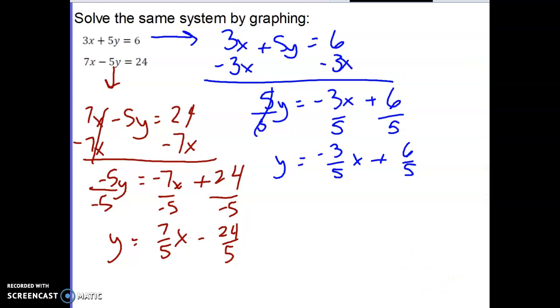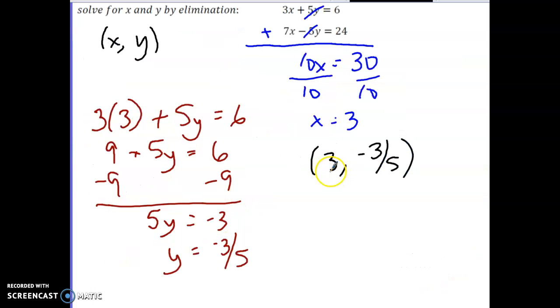So let's look back at what we got originally. I got 3, negative 3/5. So you might think you got that wrong, but if you type negative 3 divided by 5 in your calculator, you're going to get negative 0.6. So it checks out. We got the same answer in our graph that we got when we did it algebraically.